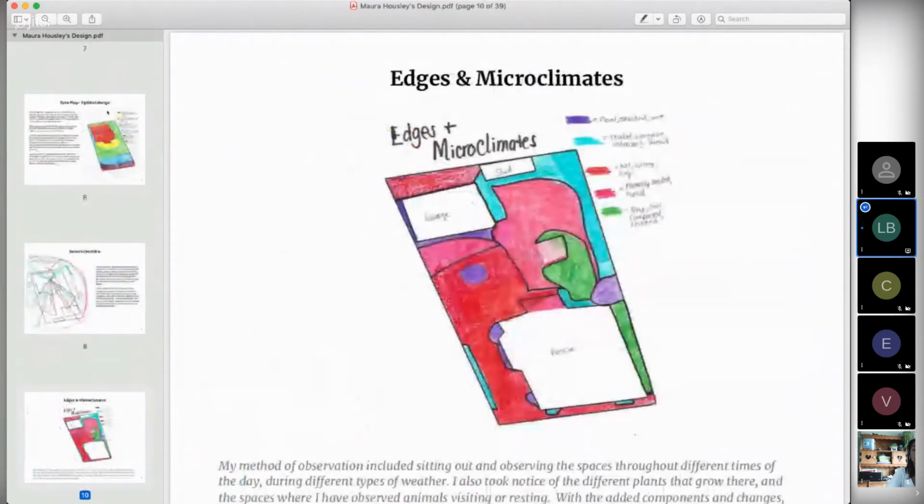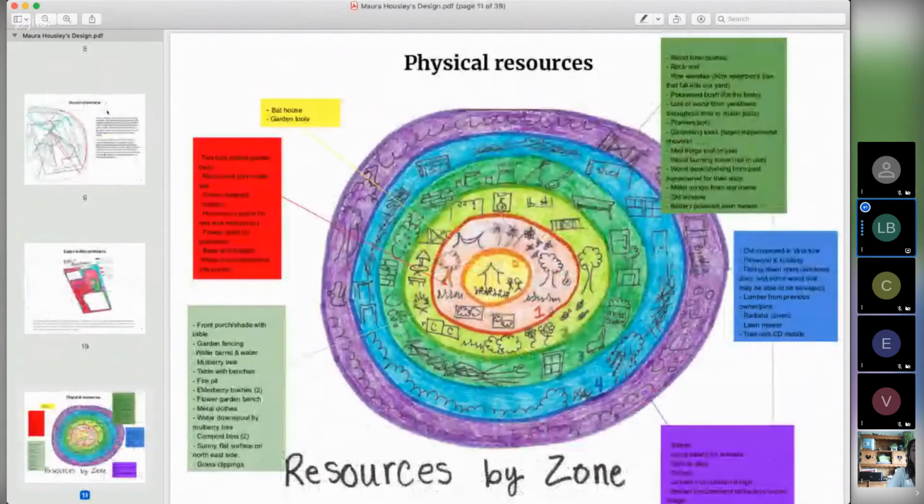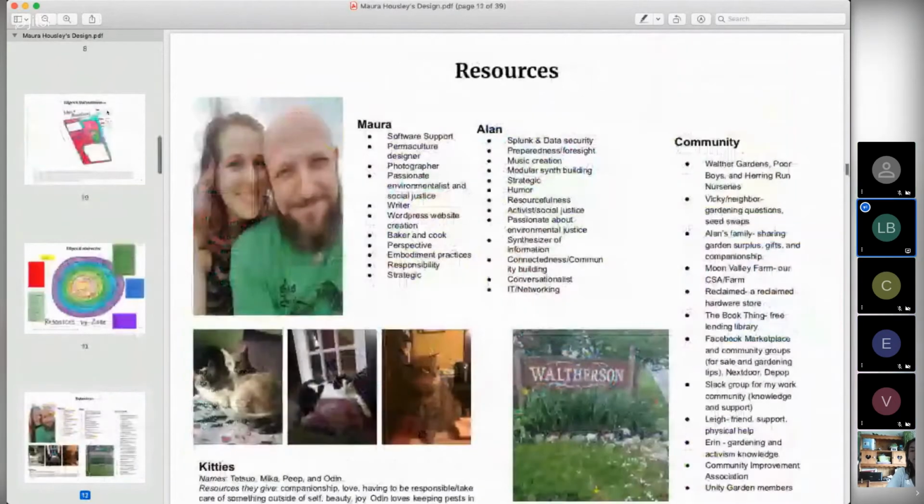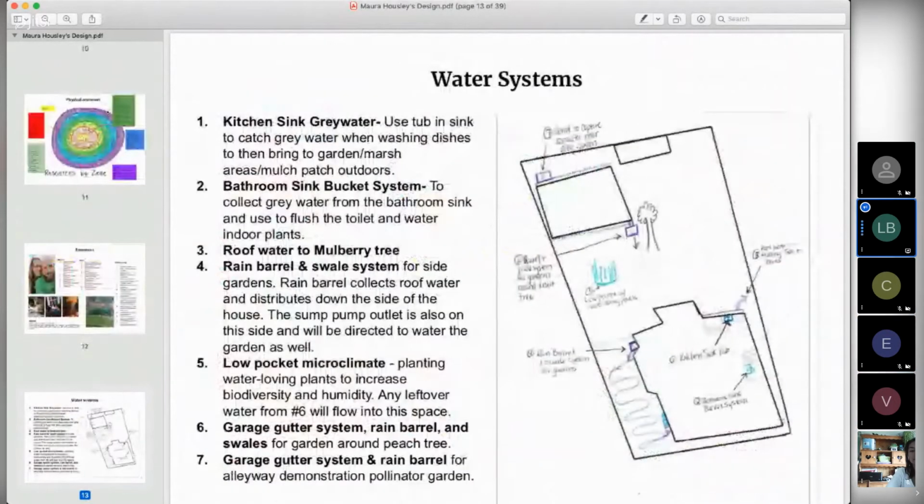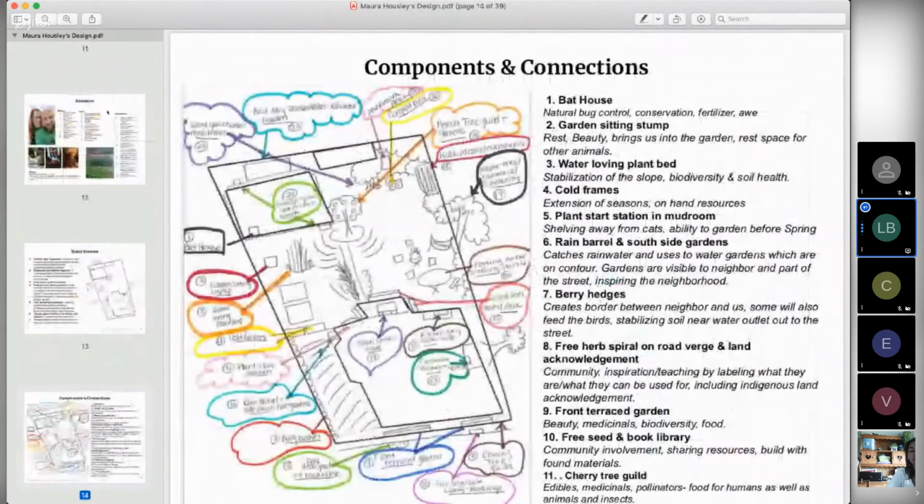You look at edges and microclimates. You do an analysis of all of the different resources that are going to help you do your project and what resources you're lacking. You do an analysis and design of water systems. You look at all of the different components and connections of the system that you're building.